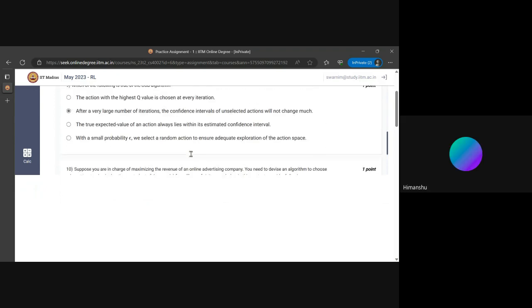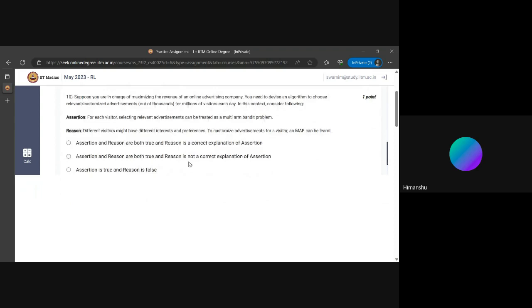Okay. Like it does not guarantee, right? It can happen or it cannot happen, but it does not have a guarantee. Right. It can lie outside also. Okay.